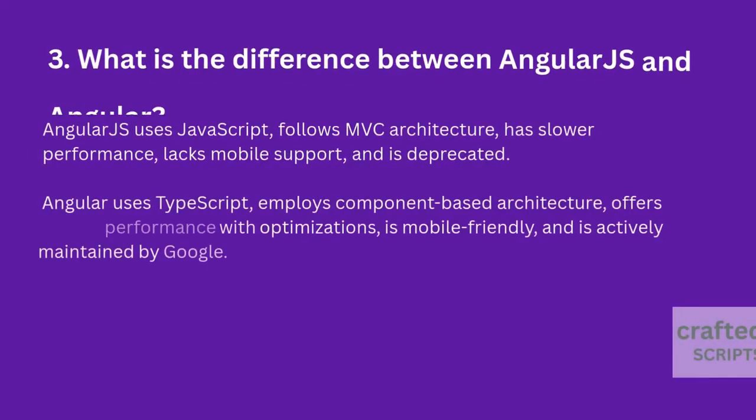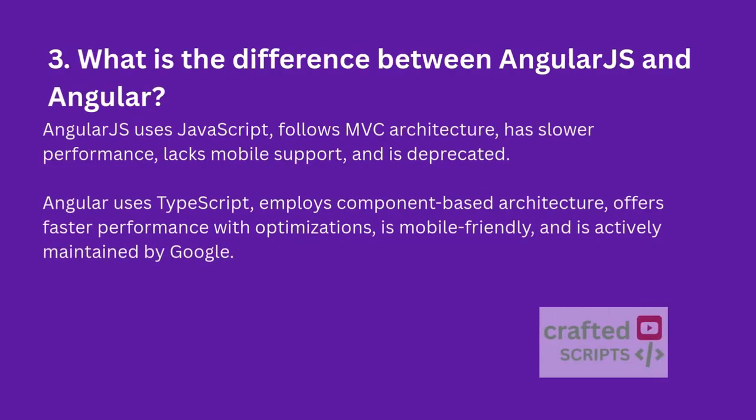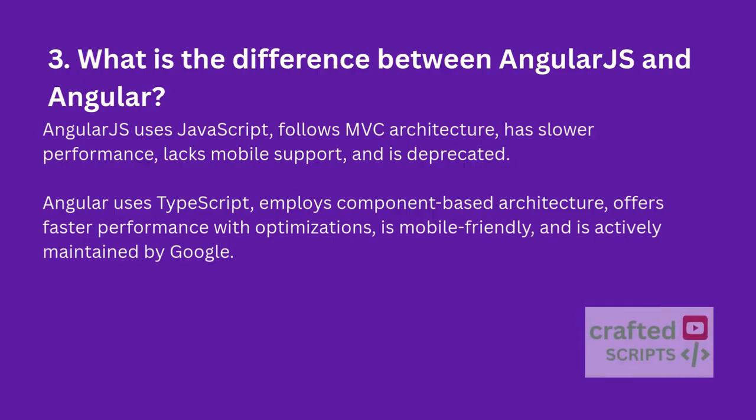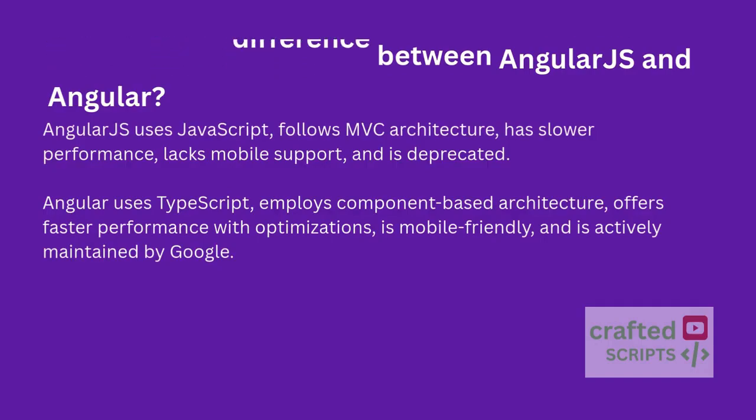Question number 3. What is the difference between AngularJS and Angular? AngularJS uses JavaScript, follows MVC architecture, has slower performance, lacks mobile support, and is deprecated. Angular uses TypeScript, employs component-based architecture, offers faster performance with optimizations, is mobile-friendly, and is actively maintained by Google.